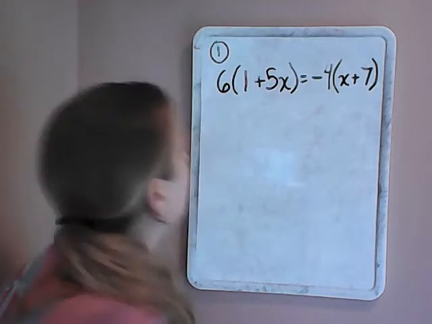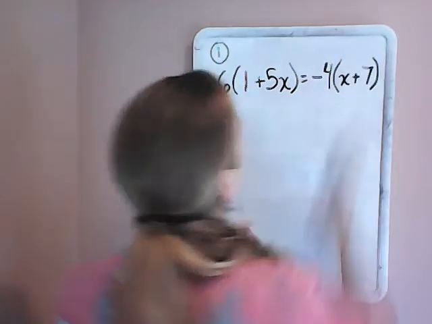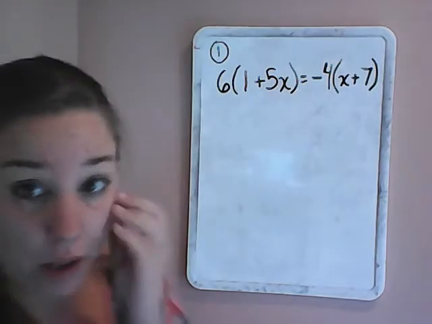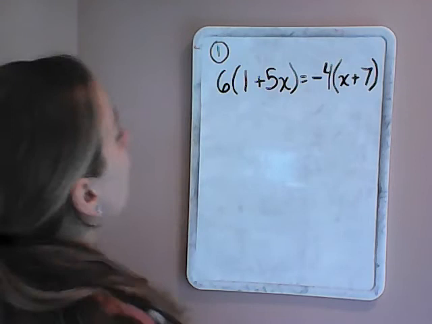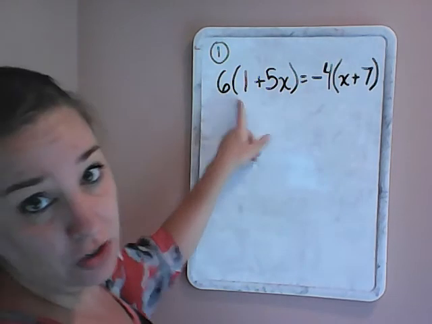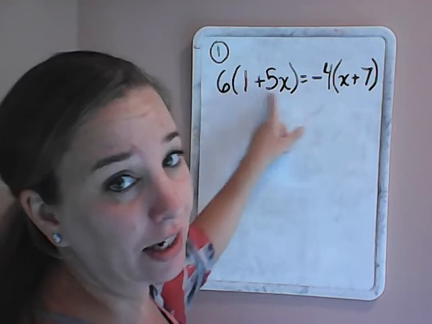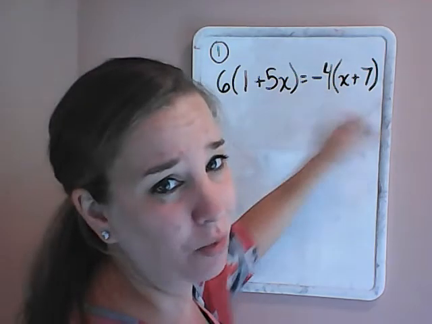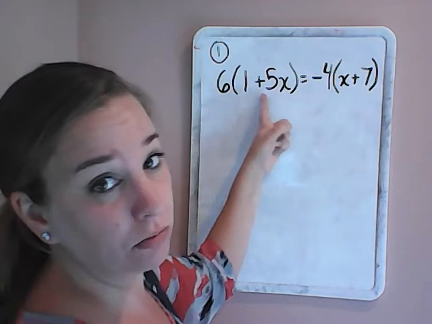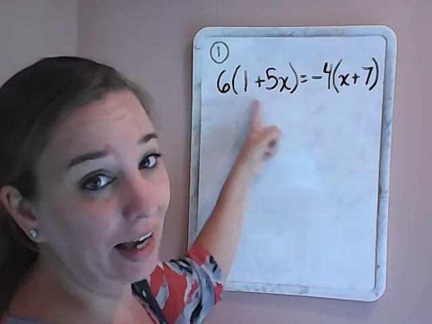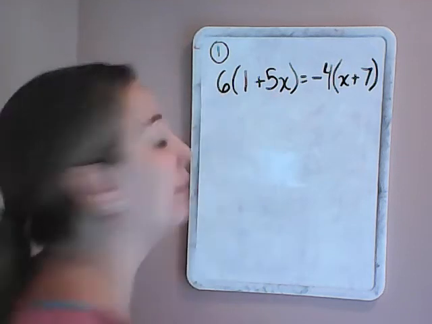This is question 1 from your assignment. So just follow along. So this 6 needs to be distributed into here. I do see a lot of students take this 6 and distribute it to everything with a parenthesis. You can't do that. You can only distribute to what's right inside the parentheses that it's in front of, right?